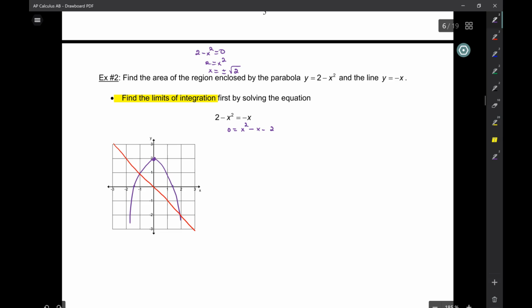Minus 2. So 0 is equal to (x plus 1)(x minus 2). So x is negative 1 and positive 2, here and here. Do I care about the y value? No.